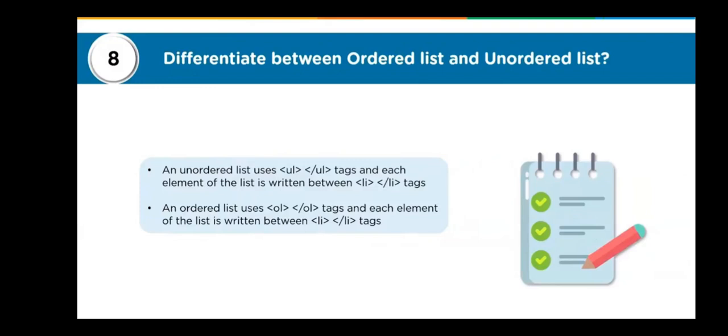Differentiate between ordered list and unordered list. So the answer for this question is an unordered list uses UL tags and each element of the list is written between LI tags. The items are displayed as bullets rather than numbers. Now coming to ordered list. For creating an ordered list, you'll be using OL tags and each element inside the list is written using LI tags. The list items are displayed using numbers rather than bullet points.